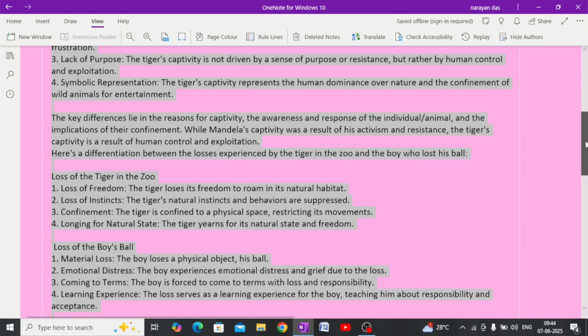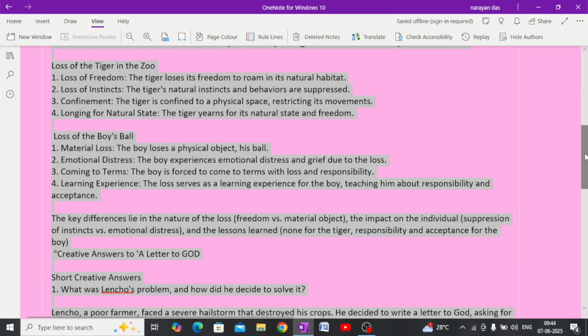And here the comparison of the boy losing the ball in the poem. Let us see. In the ball poem, the loss is a material loss, which is a ball or physical loss. The boy loses a physical object, his ball. Emotional distress. The boy experiences emotional distress and grief due to the loss. Coming to terms. The boy is forced to come to terms with the loss and responsibility. That is, the boy is bound to accept his loss and adjust with the loss. Learning experience. The loss serves as a learning experience for the boy, teaching him about responsibility and acceptance.